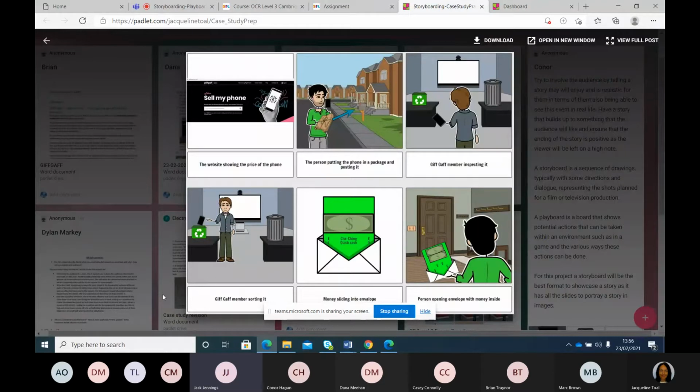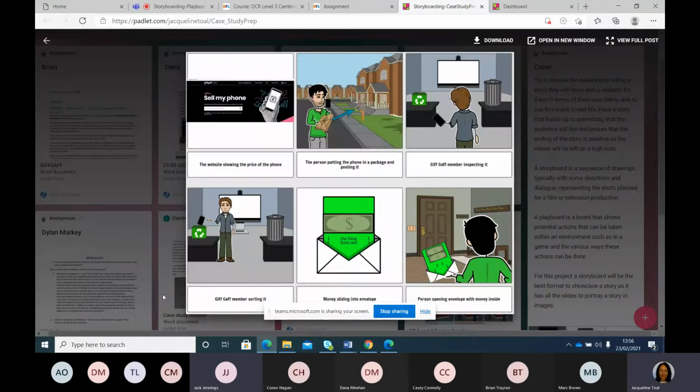The third frame is the Gift Gaff worker looking at the phone, inspecting it and seeing if it's worth recycling, and then the fourth one shows him seeing that it's worth recycling, so recycles it, and then the fifth one is money sliding into an envelope to then be sent back to the person who sent the phone, and then they've got quick and easy cash.